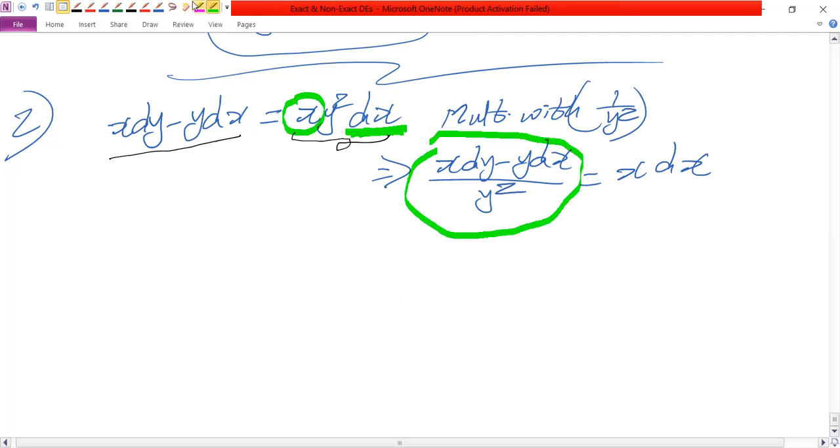What is the differentiation of y by x? Here we have x, and when x is there, what should we do? What is the differentiation of x by y?